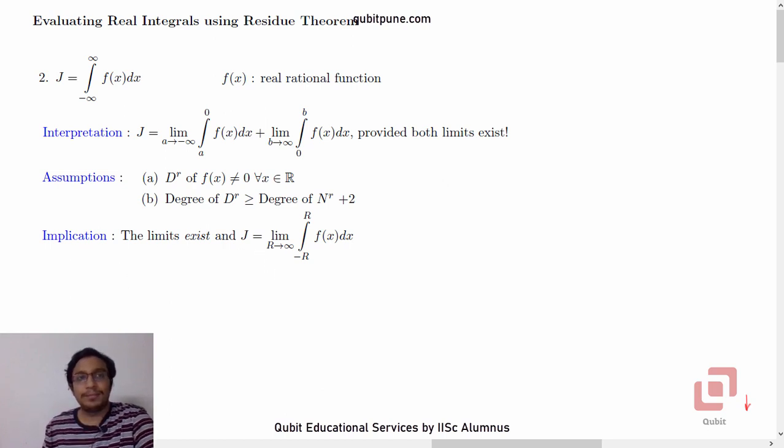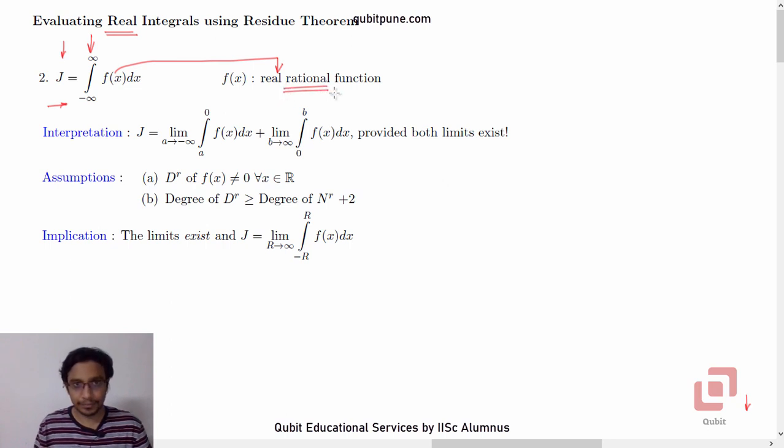Now let us go to the second type of integrals, real integrals, which can be obtained by the residue theorem. These integrals will be of the kind, let's call them J. So J will be in the form integral of f(x) dx with limits on x being minus infinity to plus infinity. And note that here f(x) is a real function, and more importantly it is a rational function. So one polynomial upon another polynomial.